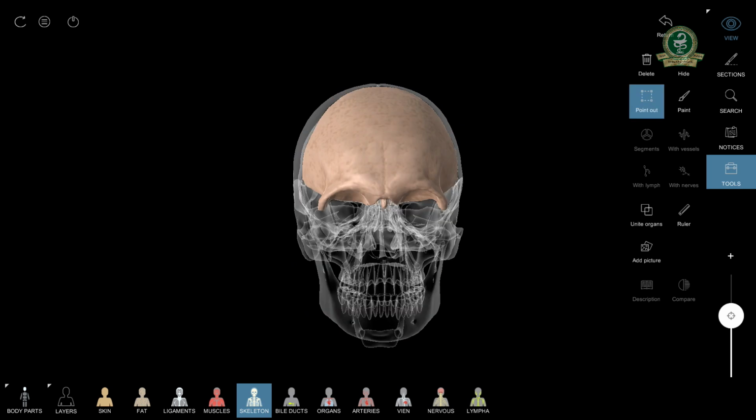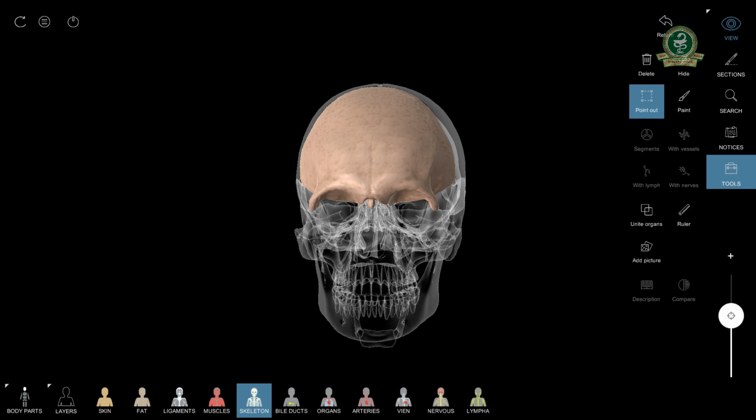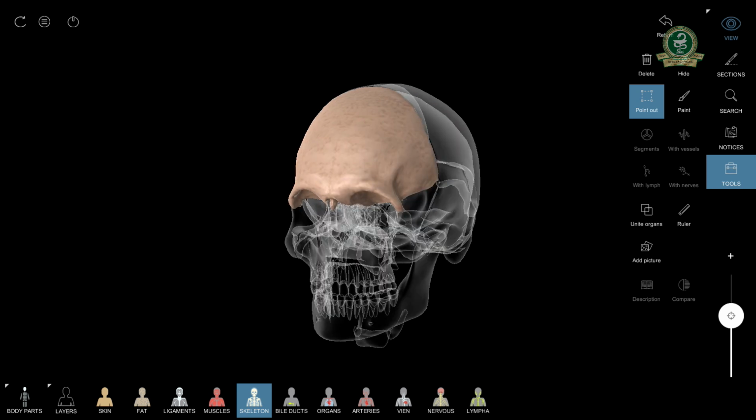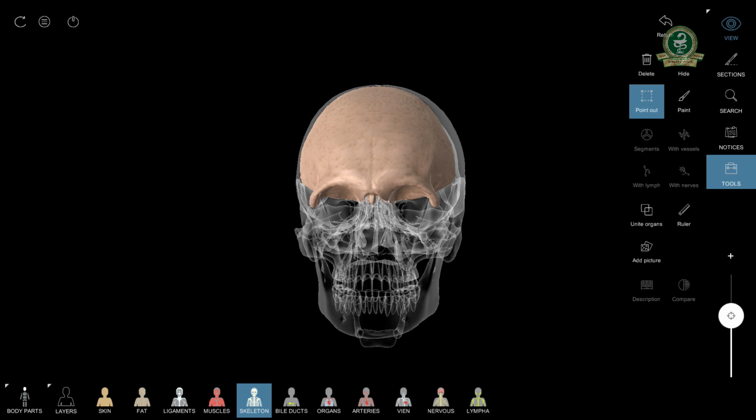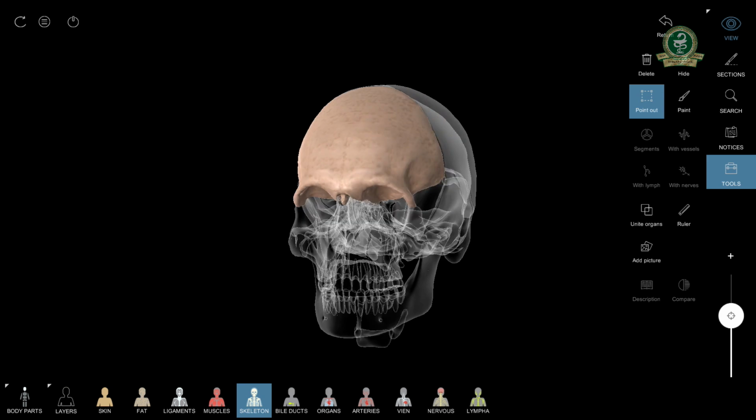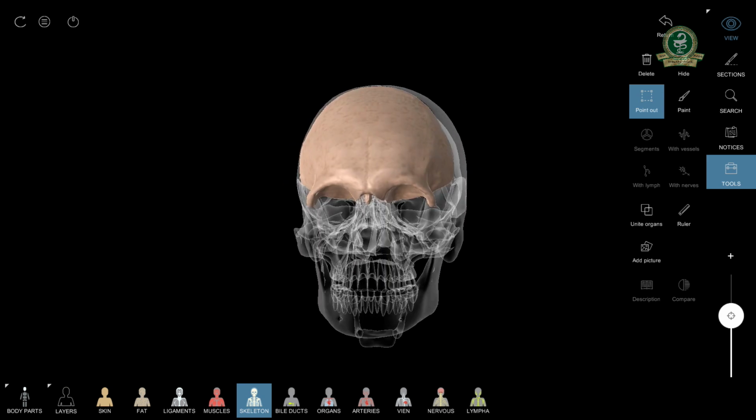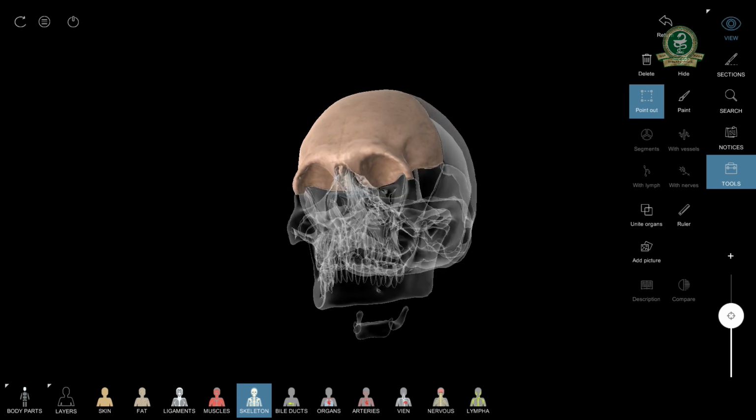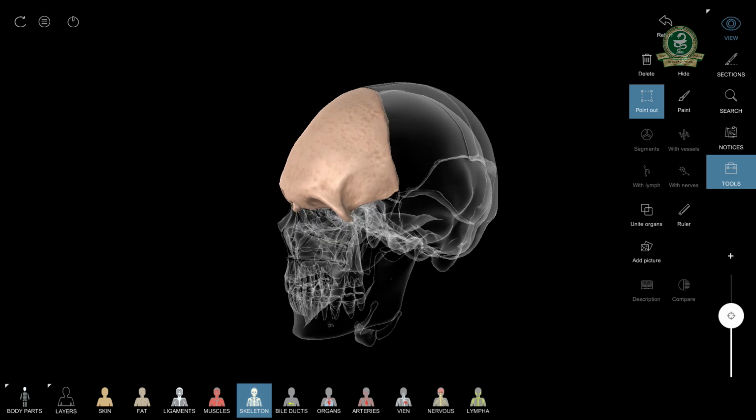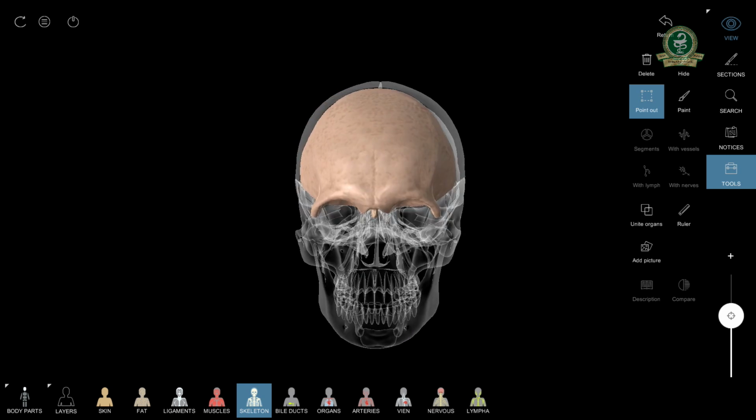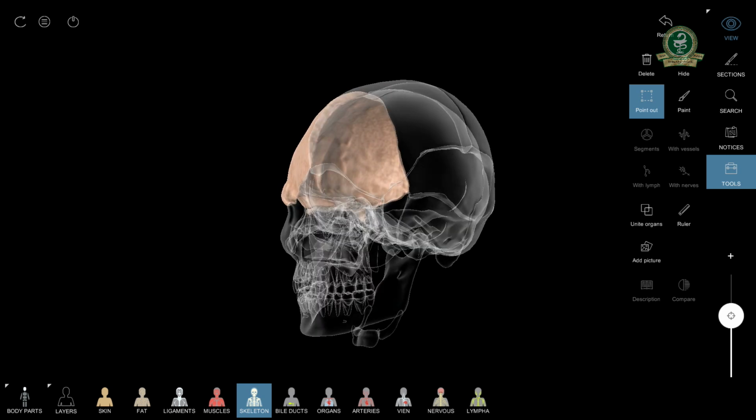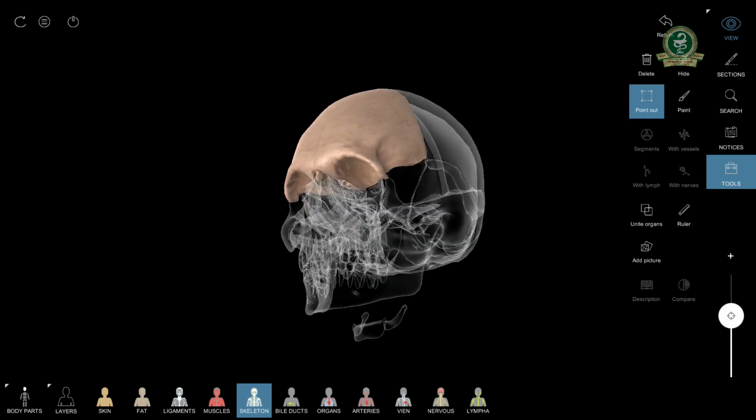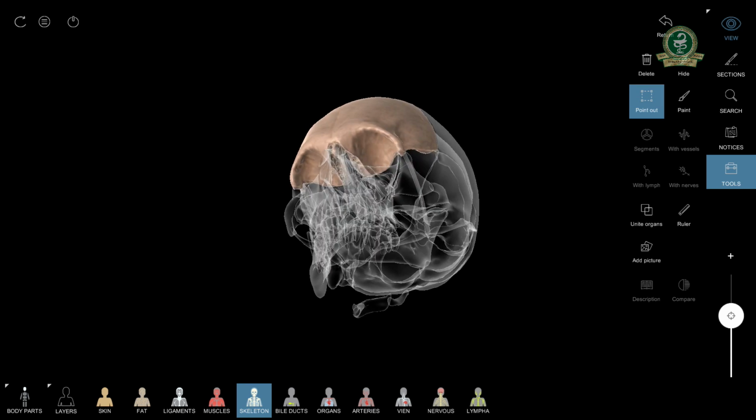This bone is the frontal bone, and the frontal bone has parts also. It has the squamous part, this part, and the orbital part, and the lateral part. And it has 3 surfaces: the frontal surface, the visceral surface, and the orbital surfaces.